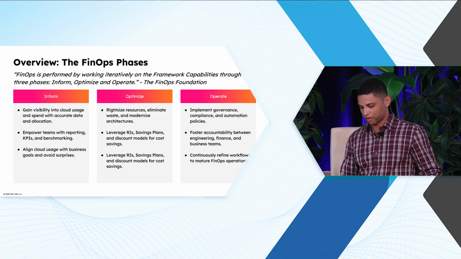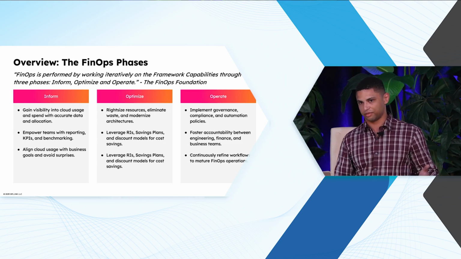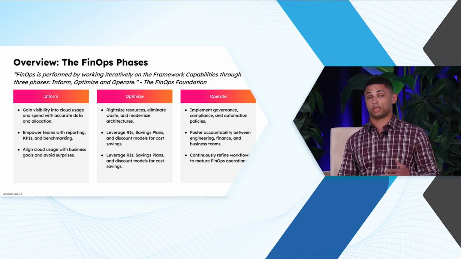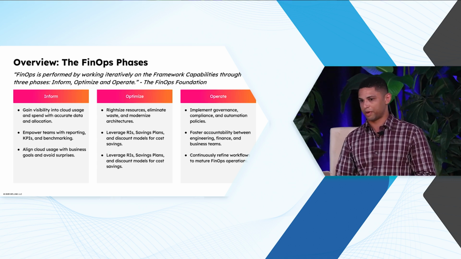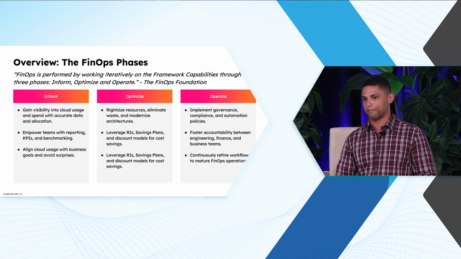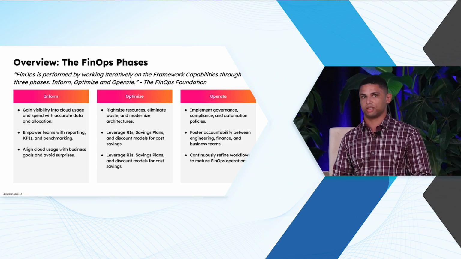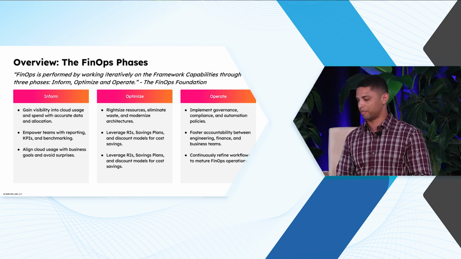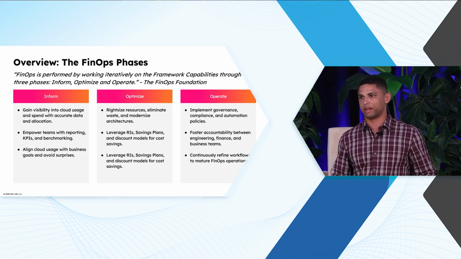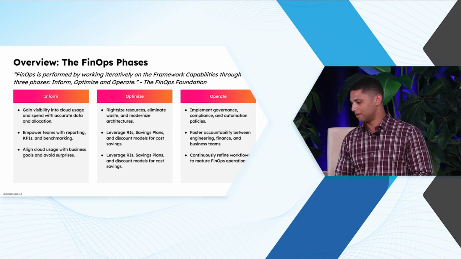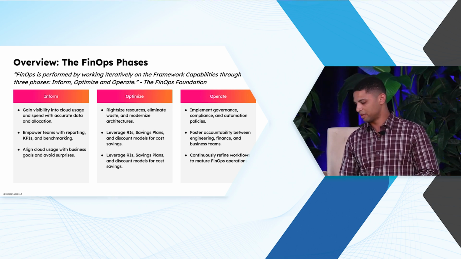When we talk about the inform phase, our objective there is to give our stakeholders visibility into their cloud cost spend. We want to empower teams to take ownership and to make decisions with the proper data that they need to make those decisions. And we don't like siloed data, right? So we want to bring everything into one source. So we have one source of truth.